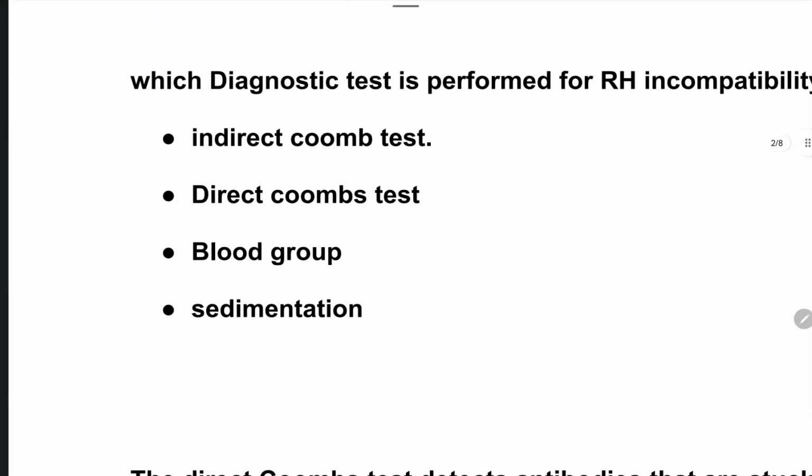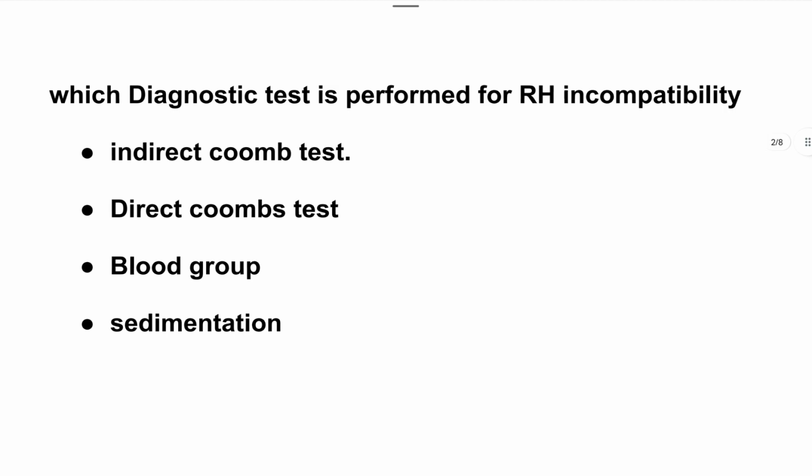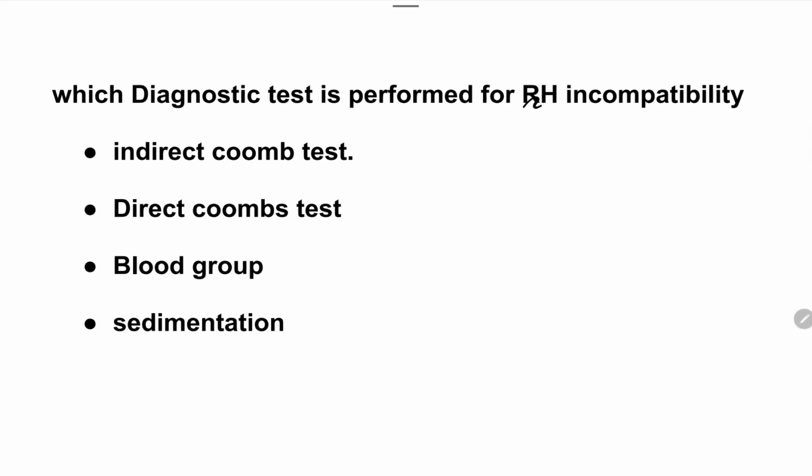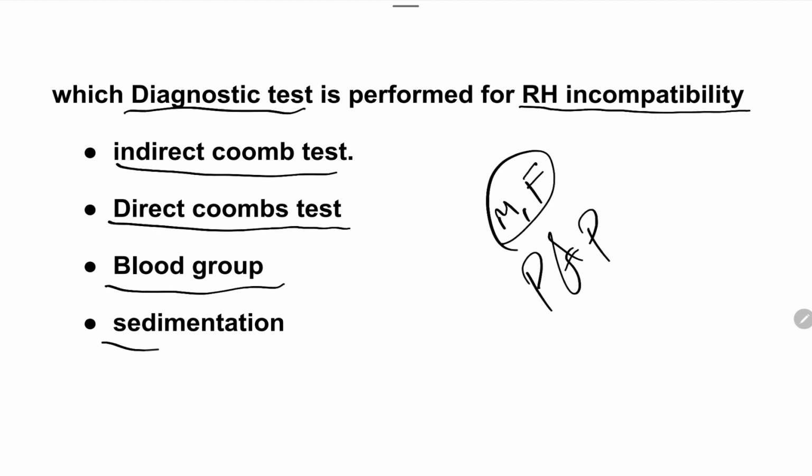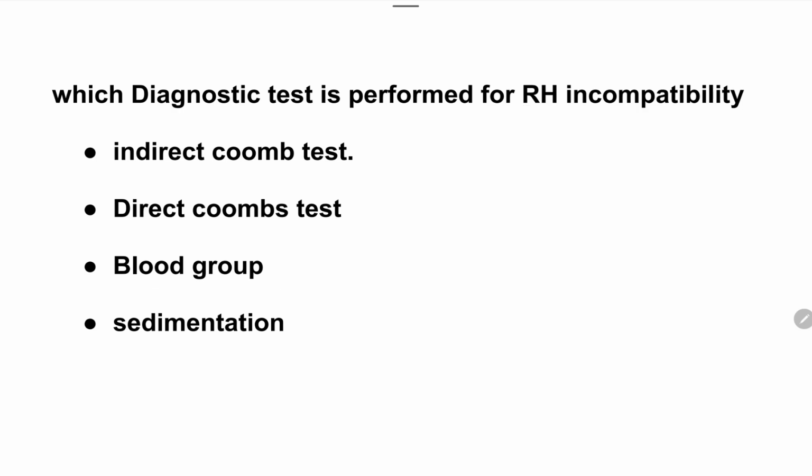The next question is: which diagnostic test is performed for Rh incompatibility? Rh compatibility and incompatibility we check for the mother and fetus, otherwise person and person. So how can we diagnose this? Options are indirect Coombs test, direct Coombs test, blood grouping and sedimentation. The right one is option A, indirect Coombs test.